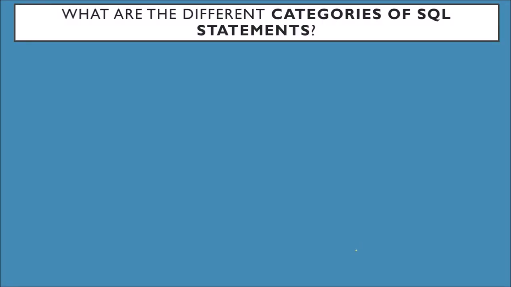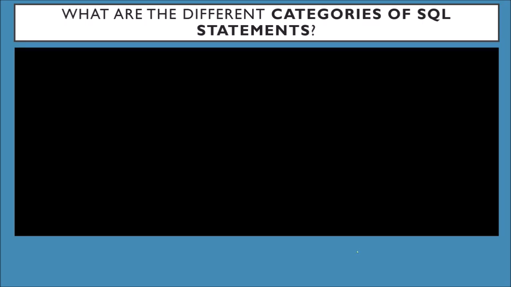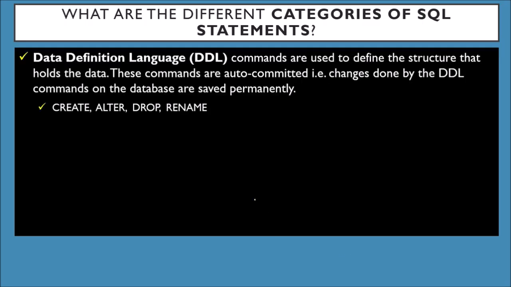What are the different categories of SQL statements? The first category is data definition language. DDL commands are used to define the structure that holds the data. These commands are auto-committed. Changes done by DDL commands on the database are saved permanently. For example, create. Whenever you are creating a table, you're defining how the table will look. Even when you're altering, dropping, or renaming the table, you're altering the table structure. That is why it is called data definition language.